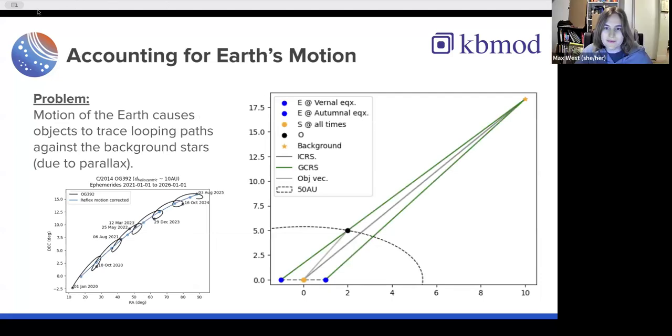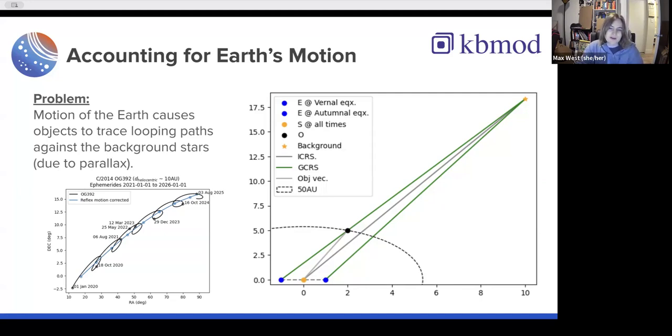Yeah, hi. I'm Max West. I'm one of the software engineers on LINCC Frameworks, and as Jeremy said, I've been working on what we call the reprojection, the heliocentric or barycentric reprojection problem. And as Jeremy said, we are searching through linear trajectories in pixel space, but objects don't move linearly through pixel space.